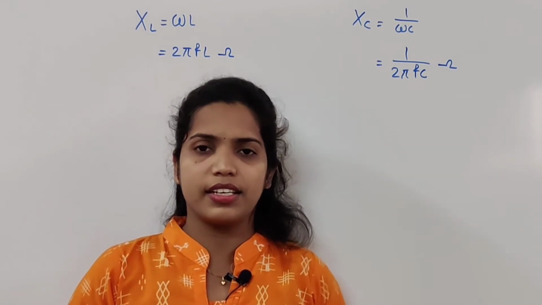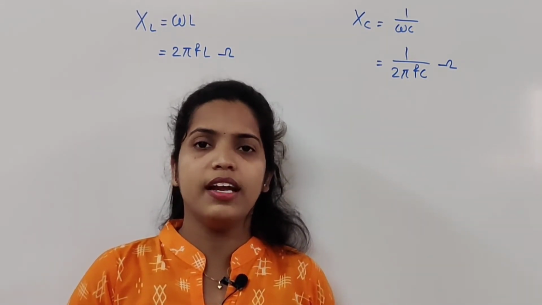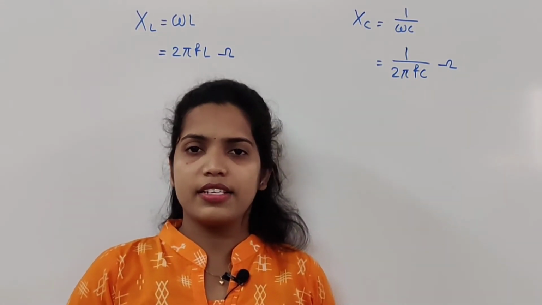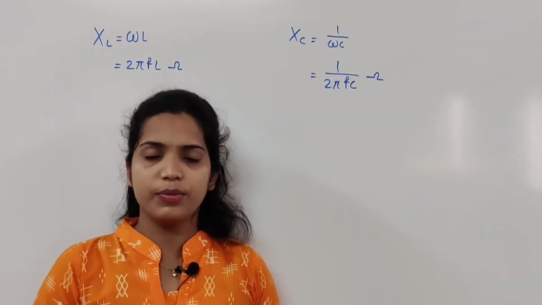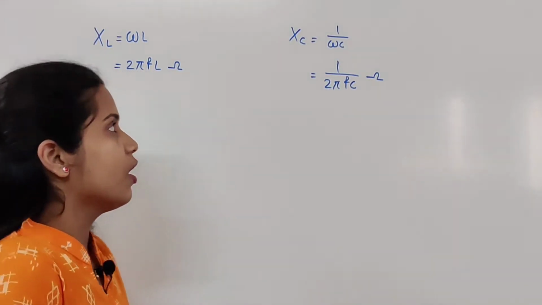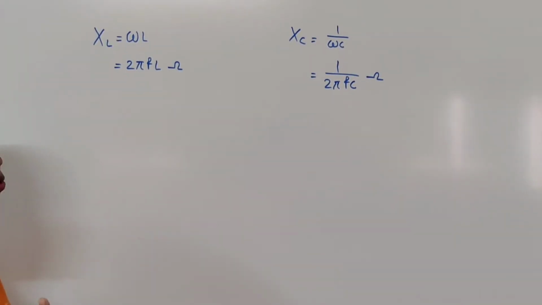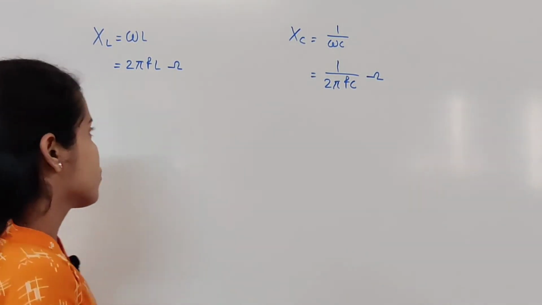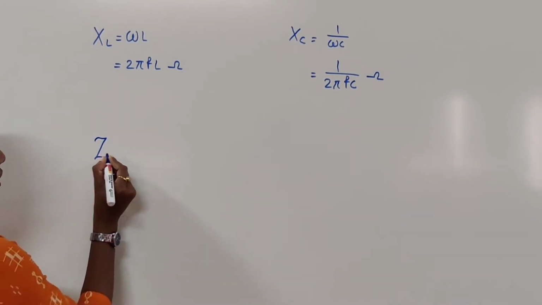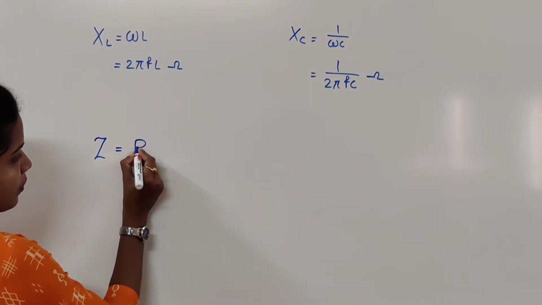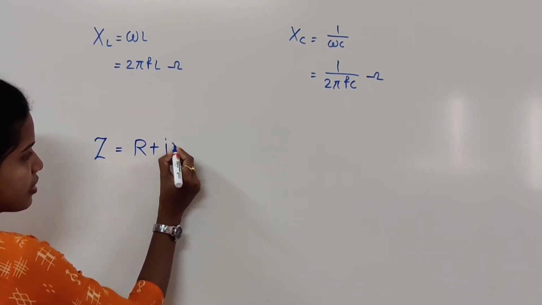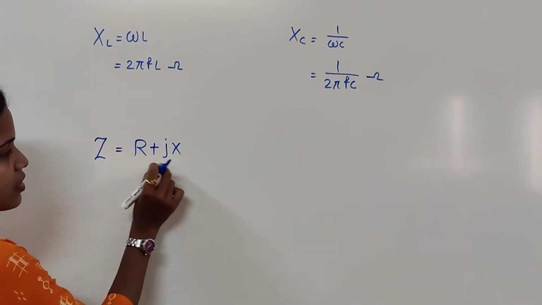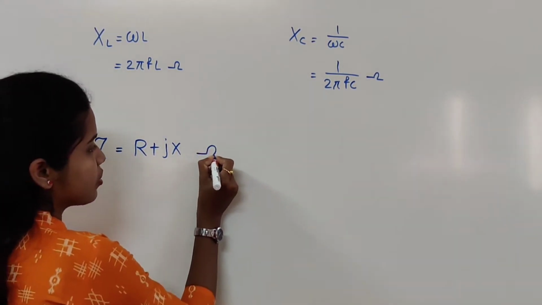AC circuits may not always be purely resistive, inductive or capacitive. It can be a combination of resistance, inductance and capacitance, or RLC. We must know what impedance is. Impedance is the opposition offered to flow of an AC current by the combined effect of resistance and reactance. It is denoted by Z. In rectangular form, Z is equal to R plus jX. Its unit is ohm.